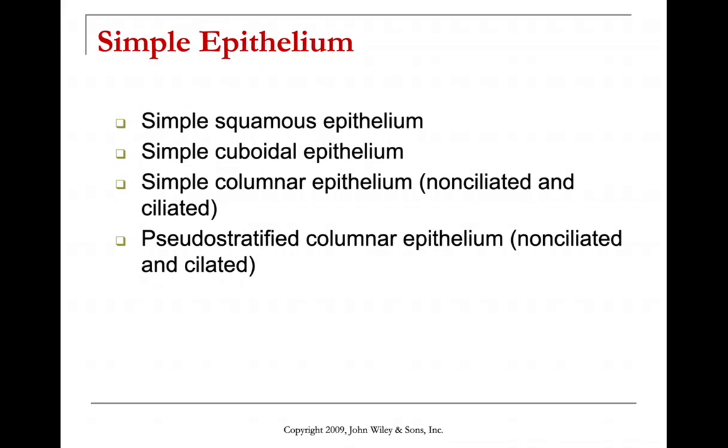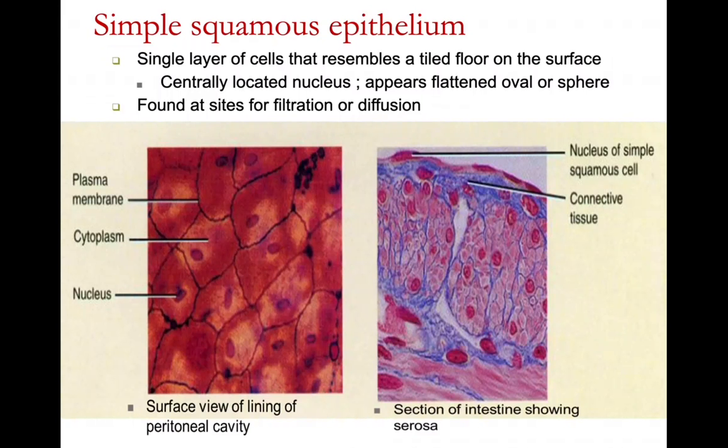So some examples of simple epithelium. You just combine simple with the name of the type of epithelium that you have. So we've got simple squamous epithelium, simple cuboidal epithelium, simple columnar epithelium. So that would be non-ciliated and ciliated variations, and then pseudostratified columnar epithelium, and there's non-ciliated and ciliated variations.